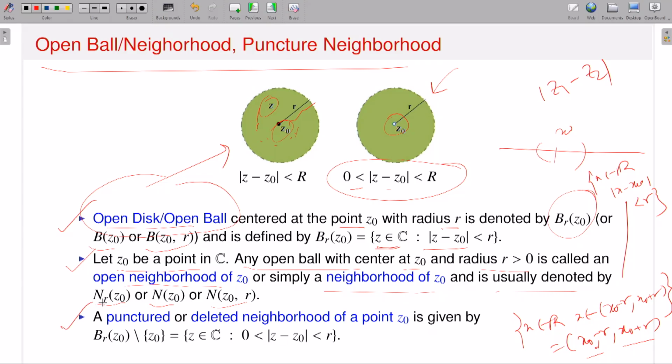Similarly, a punctured neighborhood, which I already discussed, of a point z0. That means it is a neighborhood, but it should not contain the point z0. That means you have this kind of set.